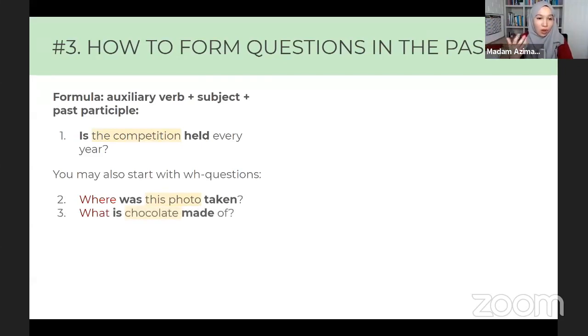Or what. What is chocolate made of? Is, auxiliary verb there. Made, past participle. So is the be verb. Or why is a WH question as well? Why are luxury car brands built in Germany? Is that true?